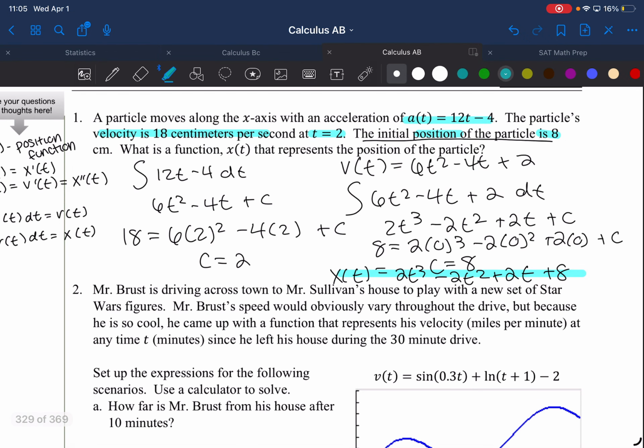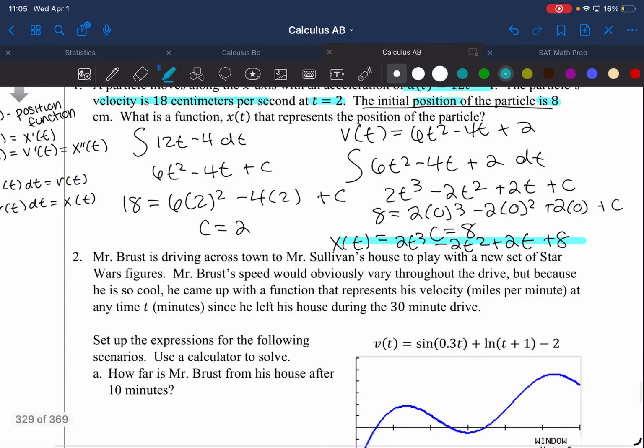Typically for these problems, you will have to integrate twice, just like when we were doing these for derivatives, we typically had to take the derivative twice, depending on what it was asking. Okay, any questions on 1?